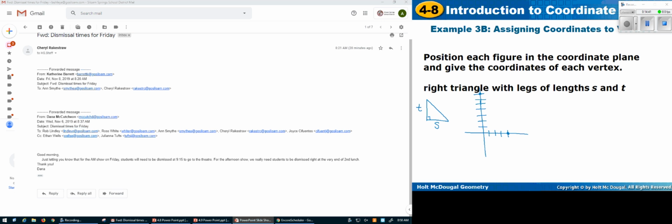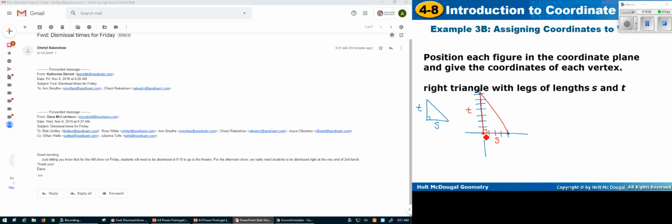And then I'm going to draw that right triangle. Just keep in mind we are not using 4 and 7 when we label our coordinates. We just made up those numbers so that we could draw a right triangle that had different leg lengths. When we name our coordinates, we're still using the letters S and T for our distances that we went right and up.